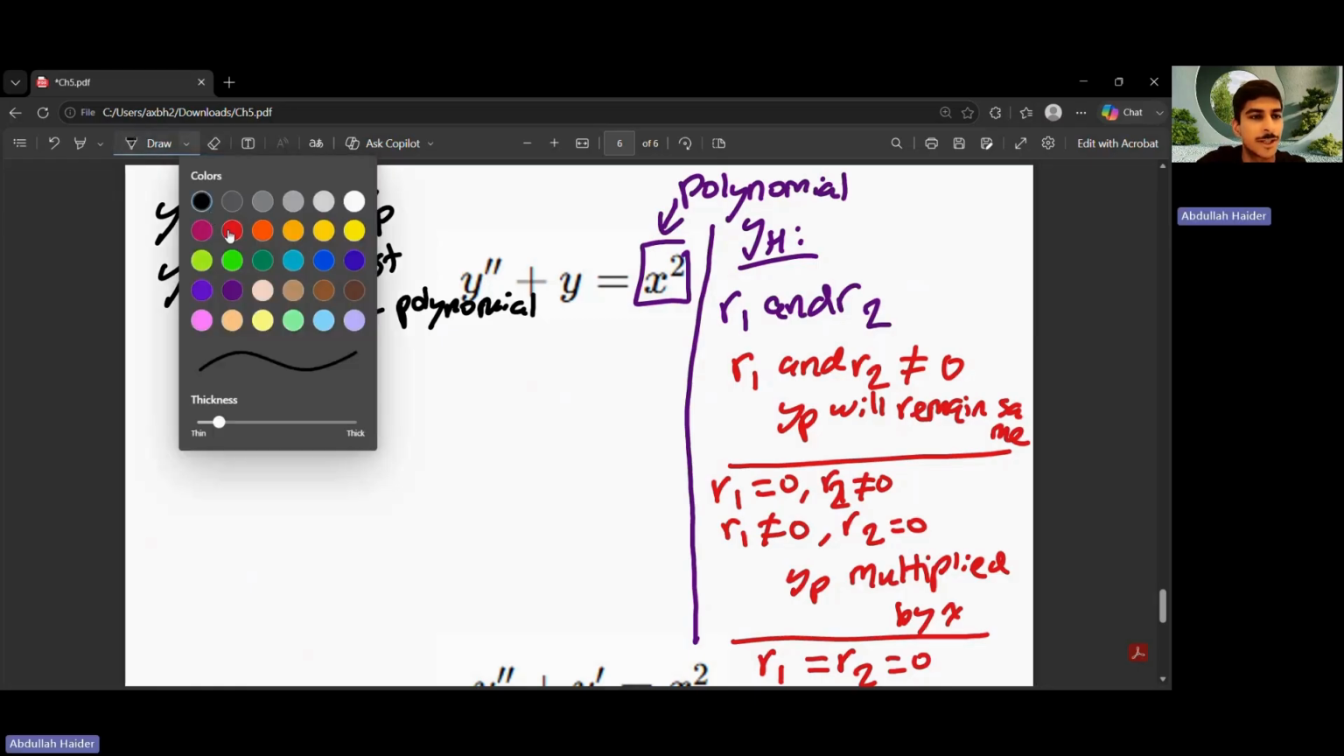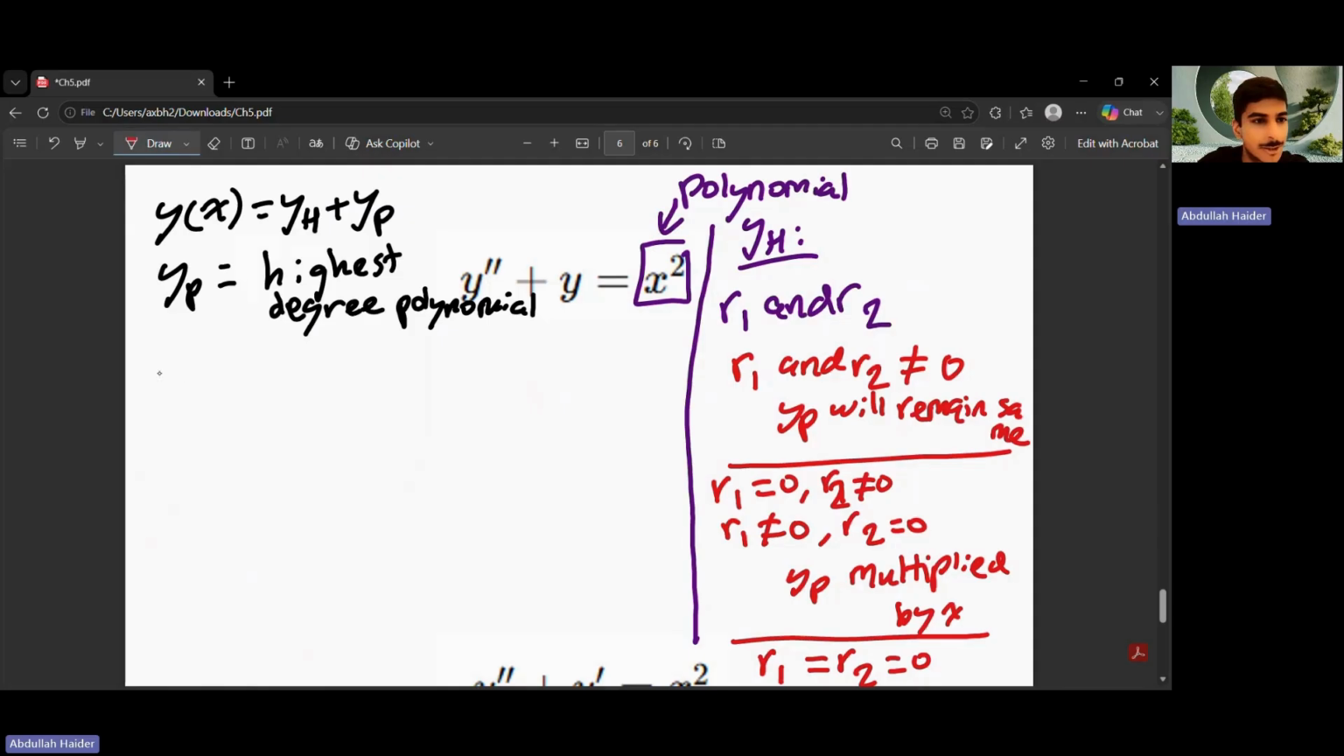So first we find the homogeneous solution, and I'll be quick this time. I have a quiz right now. So yh: r squared, because we have y double prime, and we have a y. So r squared plus 1 is equal to 0, and r1 is equal to i, and r2 is equal to negative i.